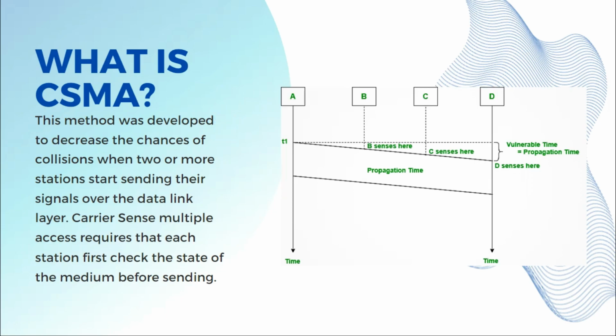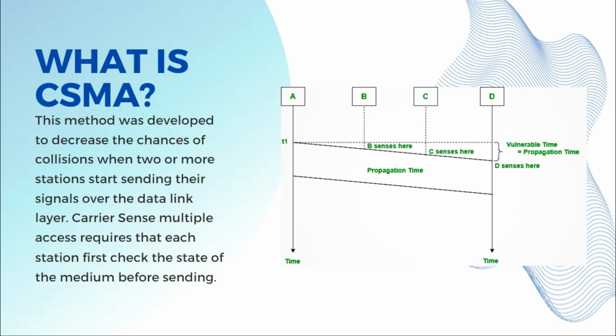Here I have taken 4 stations, and they want to send messages one by one at the same time. This is important, friends, because CSMA wants to decrease the collision of the data transmission.